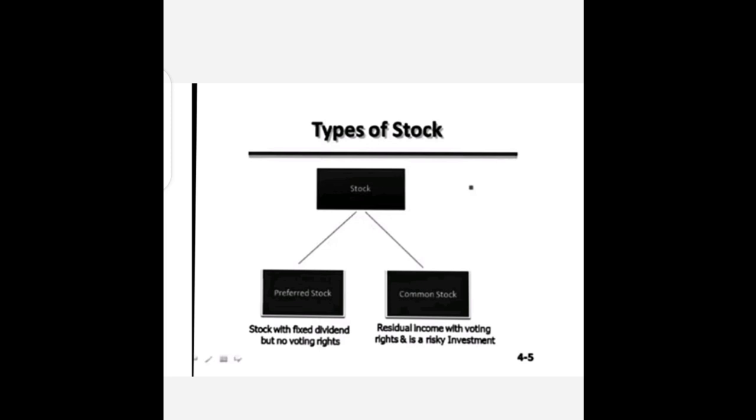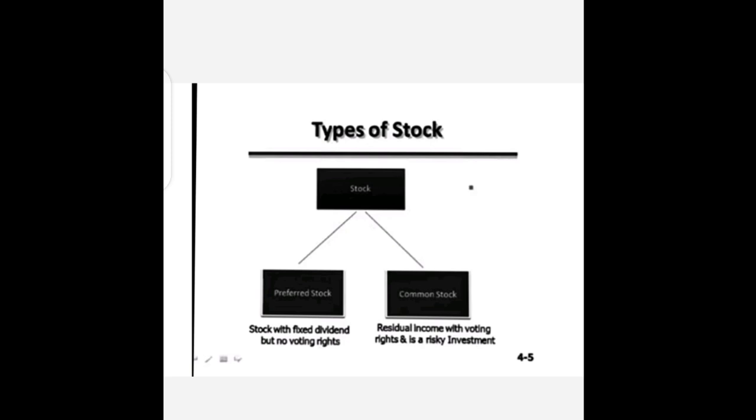So what are the types of stocks? There are two types: preferred stock and common stock. What is the difference between them? Preferred stockholders have a fixed dividend but no voting right. However, common stockholders have residual income with voting rights, and they have a risky investment. So common stockholders are at risk, but preferred stockholders have a fixed dividend and no voting right. I hope you understood the difference between them.